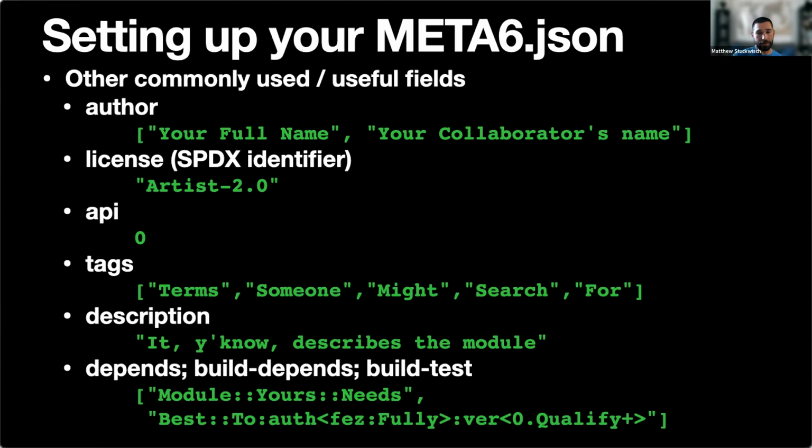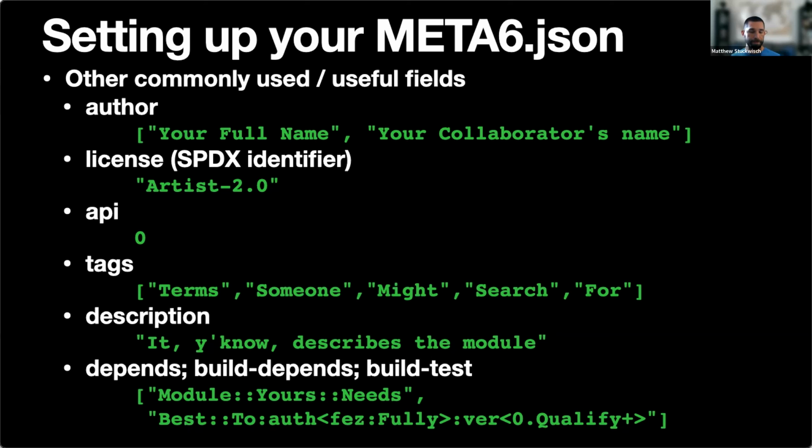Then we have the license. Use this one from SPDX. And if it's not defined, there's ways that you can specify it more. I think I'm about to be told that I'm running low on time. We have API, which by default is 0 if it's not included. Then we have the tags. This might be stuff that people will search for. You've got descriptions, pretty straightforward. And then we have depends, build depends, and test depends.